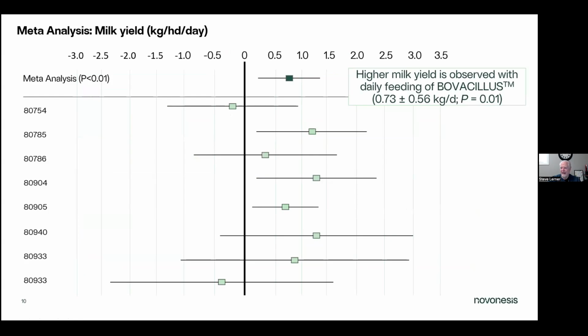If I show you this meta-analysis simply as a bar chart, again, with the idea that we want full transparency, I would love to say that every time we've looked at it, we got a significantly positive difference, but that would be a false statement. But here for milk yield, kilograms per head per day, you can see the results from the individual studies and then the meta-analysis showing that when you use this product, you would expect on average about a 3/4 kilogram per head per day improvement, plus or minus half a kilogram. And that's what a meta-analysis would yield from the results of those 8 trials.